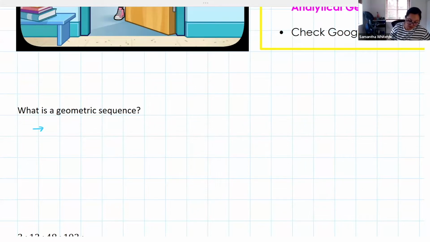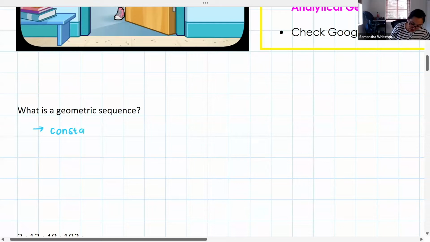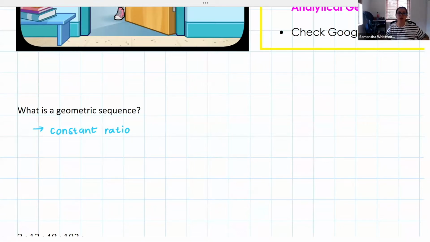Okay. Well, a geometric sequence is one that has what we call a constant ratio. Basically, what that means is to get from one term to the next, I'm going to multiply or divide by the same value each time. Generally, we are multiplying, either by a fraction or by a whole number. When we are working with geometric sequences or series, we'll get to series, what we are looking out for is this constant ratio.